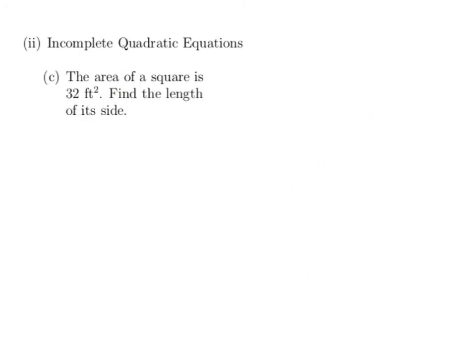Lastly, we have a word problem. The area of a square is 32 feet squared, or 32 square feet. Find the length of its side. So I already know I'm going to have to first find a formula for the area of a square. The area of a square is just its side squared. So area is equal to side times side, or side squared. So if the area is 32, I can say 32 is equal to s squared.